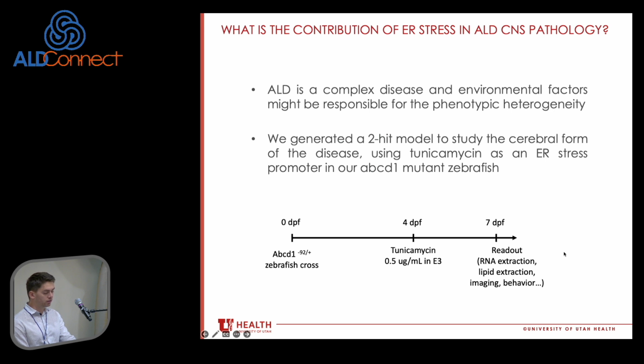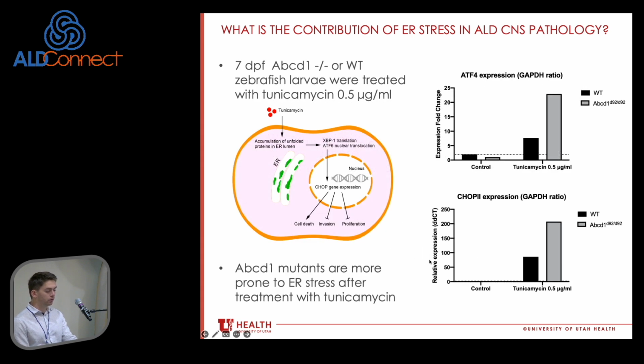So I treated the ABCD1 mutant fish or their wild-type siblings with tunicamycin for 3 days before measuring the expression of ER stress effectors like ATF4 or CHOP, which are inducing apoptosis in the cells. And we can see that their expression is significantly increased in ABCD1 mutants after the treatment, which is suggesting that ABCD1 mutants are more prone to ER stress after the treatment with tunicamycin.